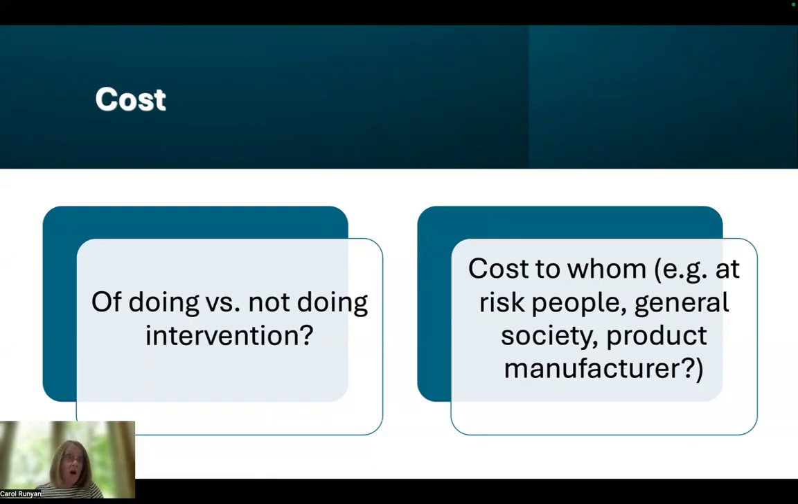What are the work loss costs if you don't do it, in terms of the injury burden that was created by not paying for the intervention? And also thinking through, who is it a cost for? Do the people who are at risk pay for the cost? Is it general society? Is it the manufacturer of products? Your decisions about the intervention may vary depending on who bears that cost of doing it and who bears the cost of not doing it. So it's not as simple as it might look at first glance.